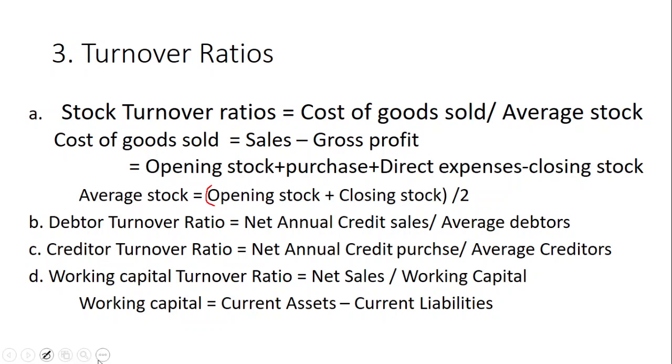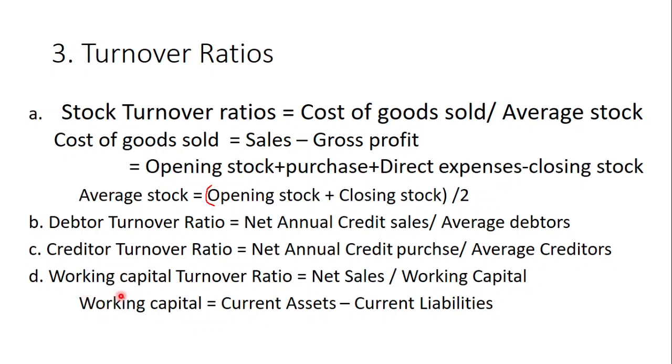Next one is debtor turnover ratio. Debtor turnover ratio is equal to net annual credit sales divided by average debtors. Debtors include debtors and bills receivable also. Then creditor turnover ratio is equal to net annual credit purchase. Purchase, spelled PURCHASE, net annual credit purchase divided by average creditors. Creditors include creditors and also bills payable.